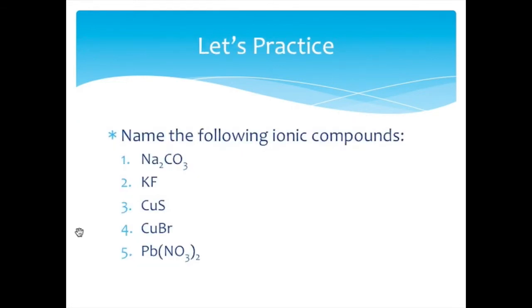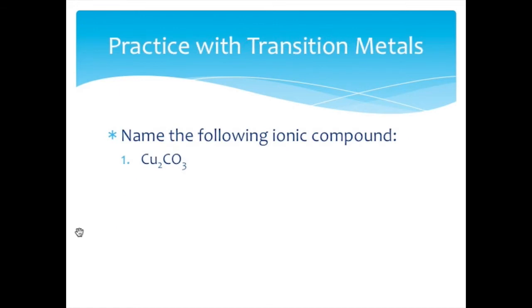I want you to go ahead and take a few moments to try these example problems. If you can name these ionic compounds, some of them have polyatomic ions, some have transition metals, you should be good for naming ionic compounds. If you are still a little bit concerned about transition metals, I'm going to go through that next before we enter into covalent compounds. Let's do one quick practice with transition metals.